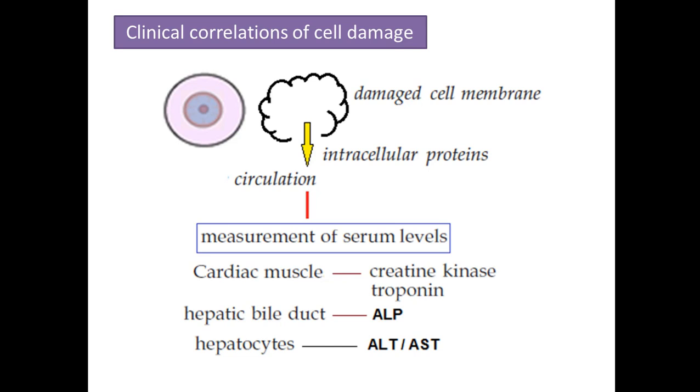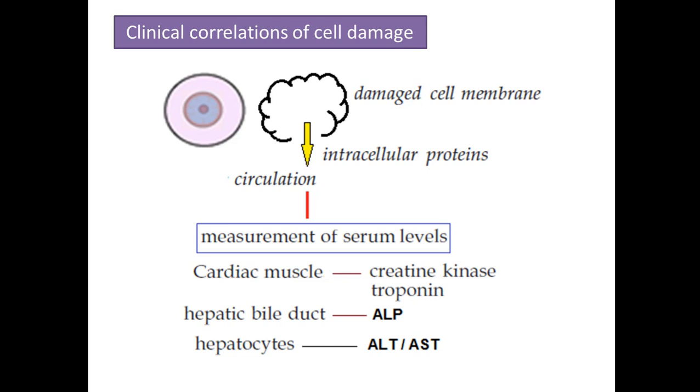Now clinically, what do we get from a damaged cell and how does it help us to detect damage? For example, the cardiac muscle cells contain certain proteins in the form of creatine kinase and troponins, troponin I and troponin T, which are routinely detected to diagnose myocardial infarction in patients suffering from chest pain.